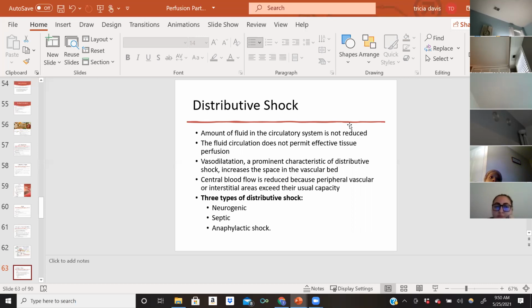You're going to see huge vasodilation throughout the body. It's going to cause an increase in the space in our vascular beds. Our central blood flow is going to be reduced because of the peripheral vasodilation. So we have three types of distributive shock. We can have neurogenic, septic, and anaphylactic.